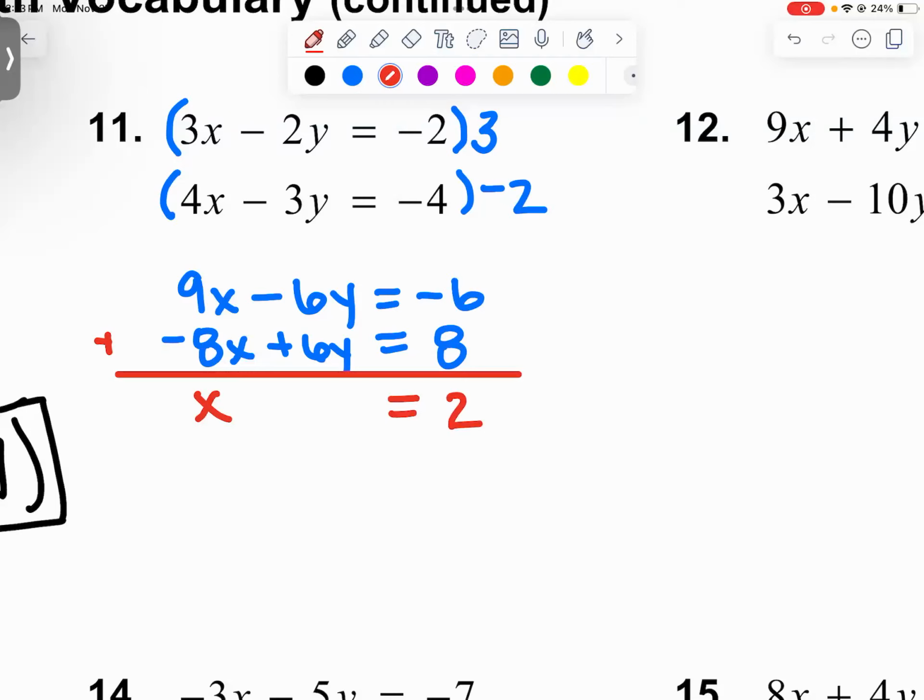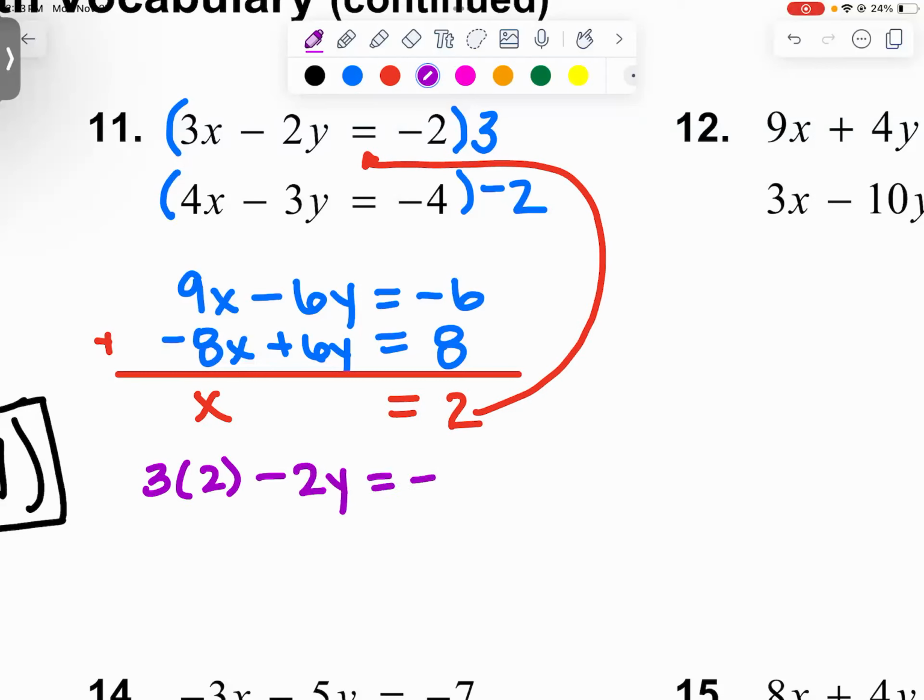Oh, that was so much work. Too much work for me. All right, where do you want to go back to? First or second? Something, 1.5. So 3x minus 2y equals -6. Thank you for paying attention. You're welcome.